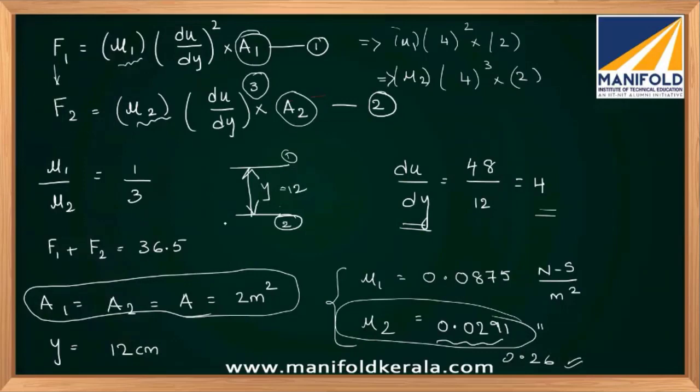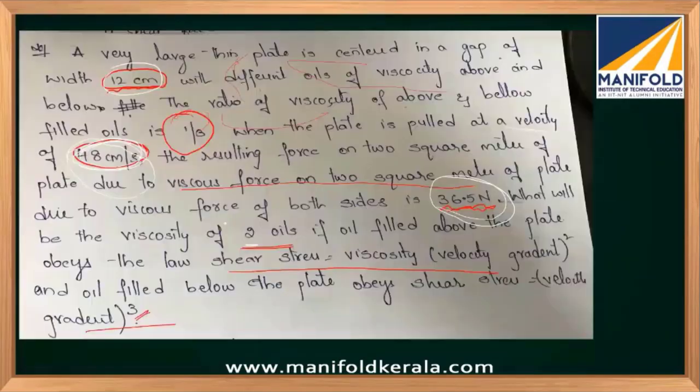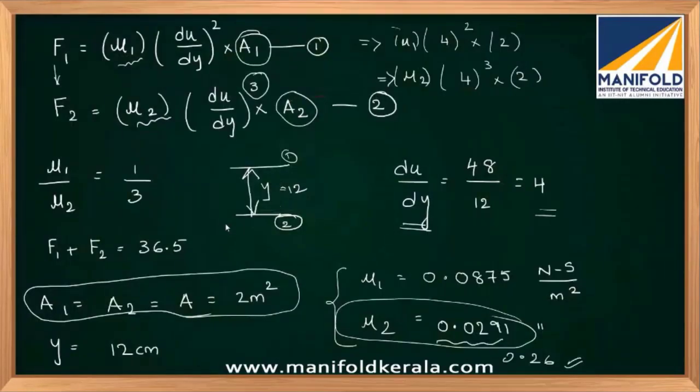Mu1 by mu2 ratio is 1 by 3. Mu1 is 0.0875 and mu2, please correct the mu2 value. Mu2 value should be 0.26. Yeah, you people are right. I had some calculation error. Done. Any more doubts with the sum? Clear, Rao. Yeah, mu1 and mu2 values are these only. Done.